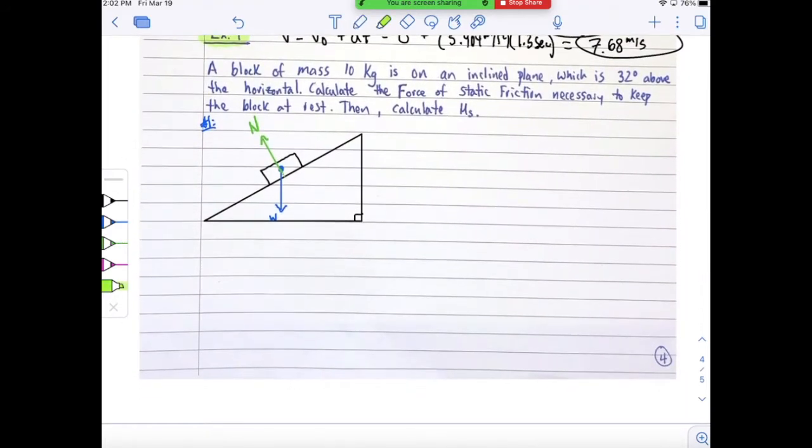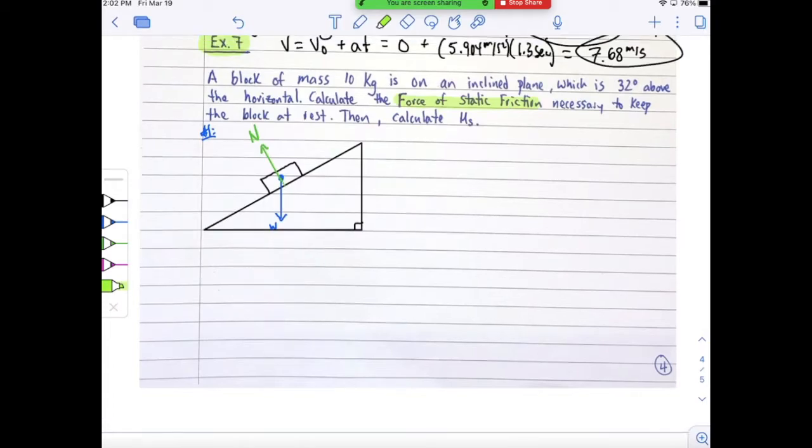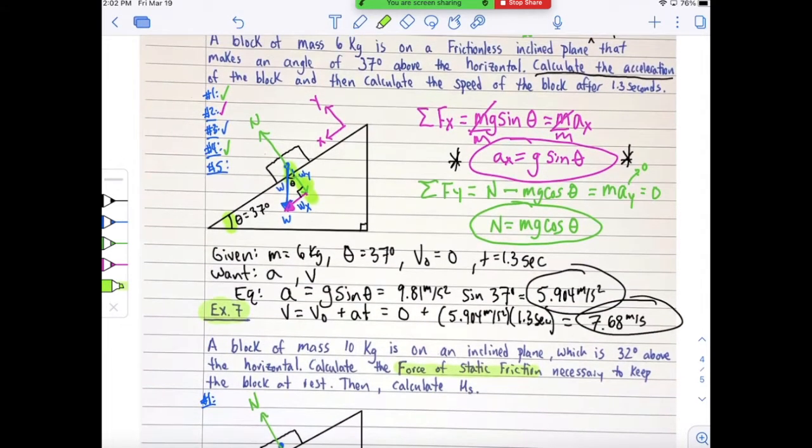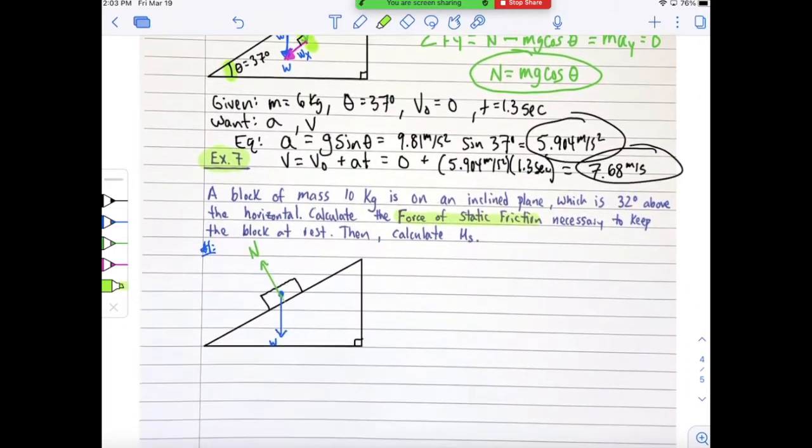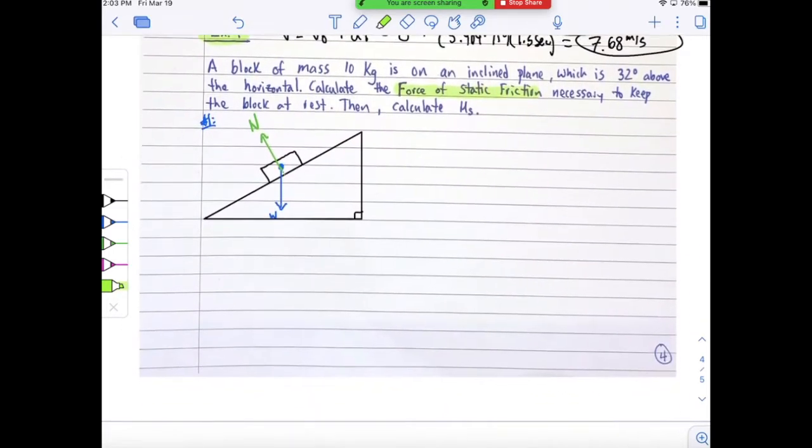So let's read it one more time. A block of mass 10 kilograms is on an inclined plane, which is 32 degrees, blah, blah. Ooh, force of static friction. So here's the deal. In our previous question, this block was on a ramp and there was no friction, which means as soon as you let go of the block, it's going to slide down the ramp because there's no force holding it up on the ramp. But in this case, it's more of a real-world situation where the block actually has a frictional interaction with the ramp. So there's a force of static friction holding it up on the ramp.